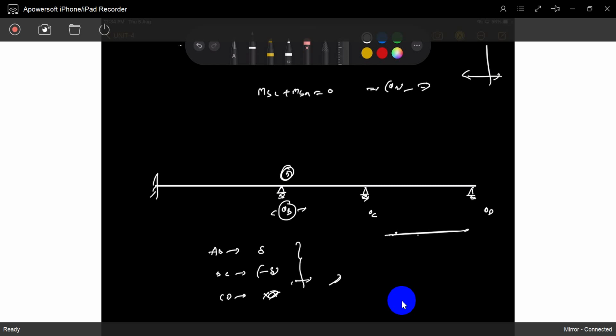Tomorrow we will solve the frames. Are you understood? We will solve the frames. That's it.